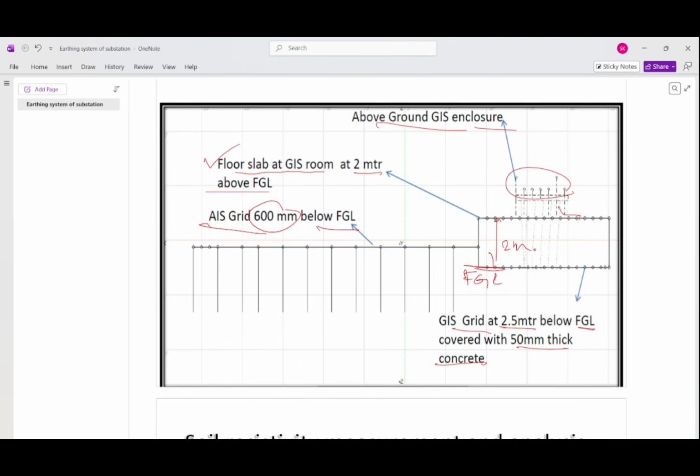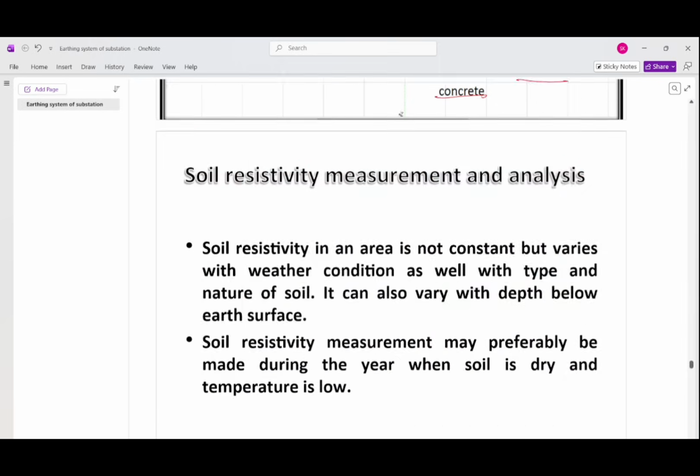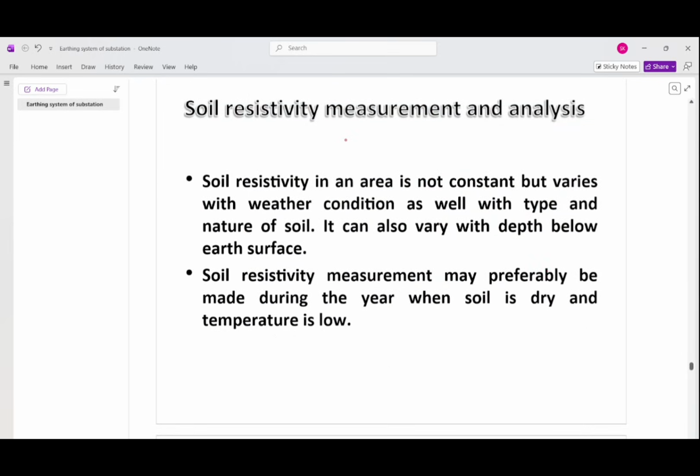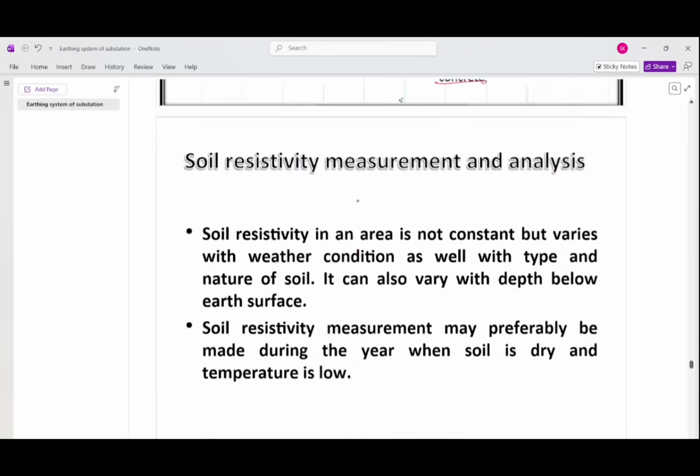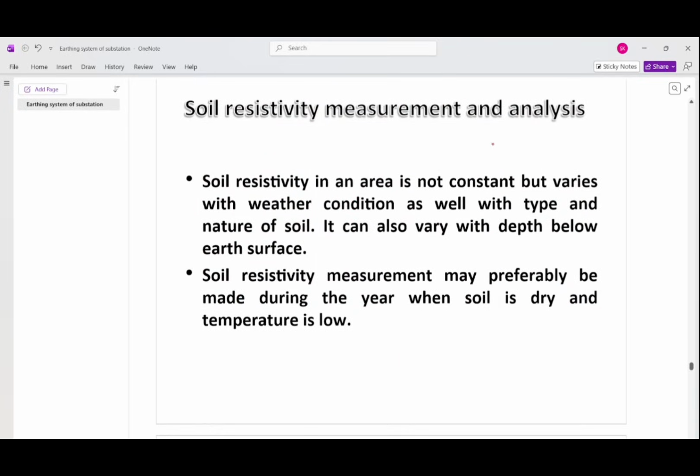Grid is at 2.5 meters. Here it is, this grid is 2.5 meters below. So soil resistivity, this was the GIS earthing we have seen. Soil resistivity measurement and analysis. This is also a topic we have already discussed in our first part, but we will discuss it shortly.